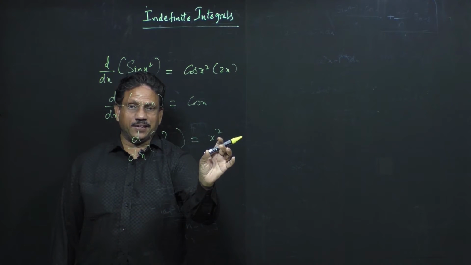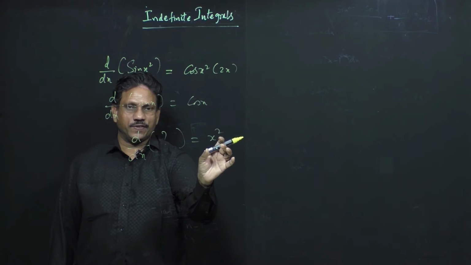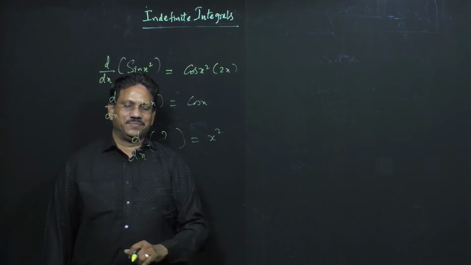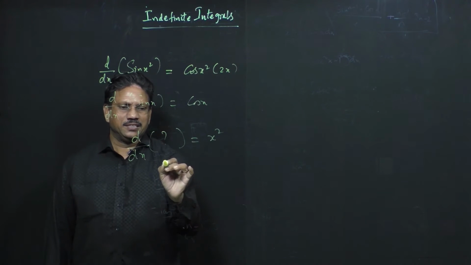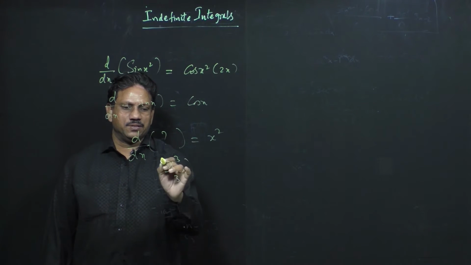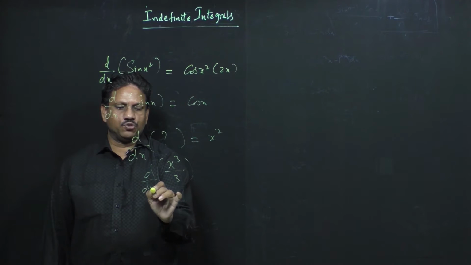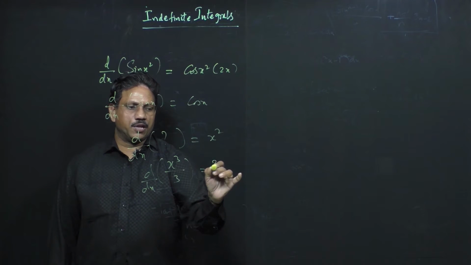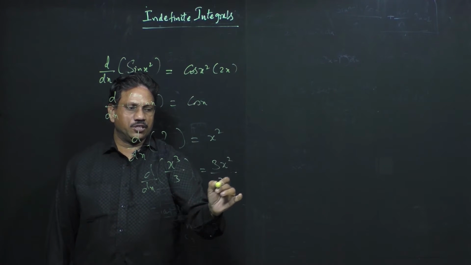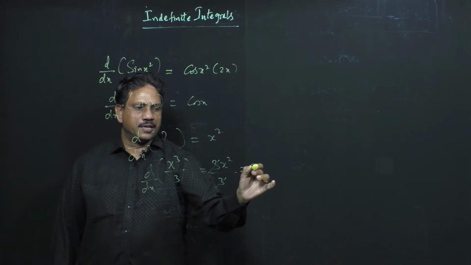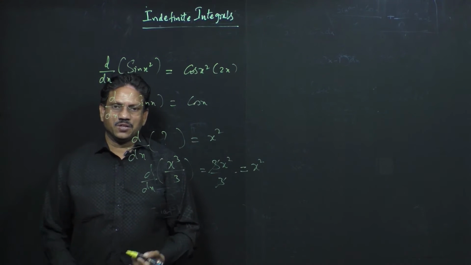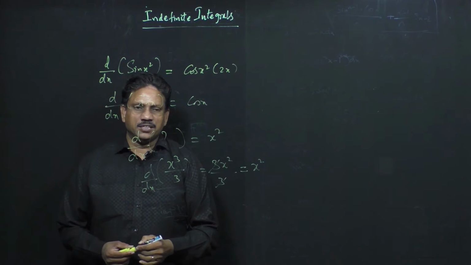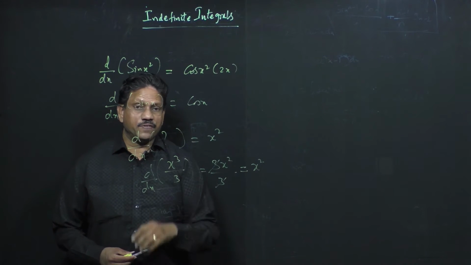X square is given as the derivative, and you have to find the function. Simply you can say that this is nothing but x cube by 3. See, what is the derivative of x cube by 3? X cube derivative is 3x square, the 3 cancels, so you will get x square. Now you have easily identified the function when the derivative is given.